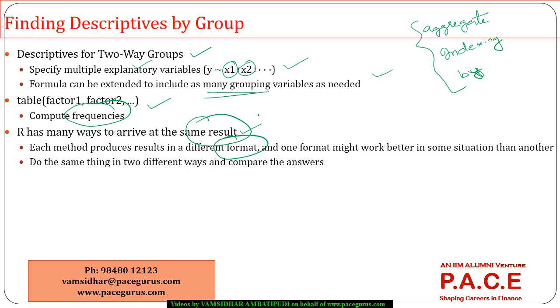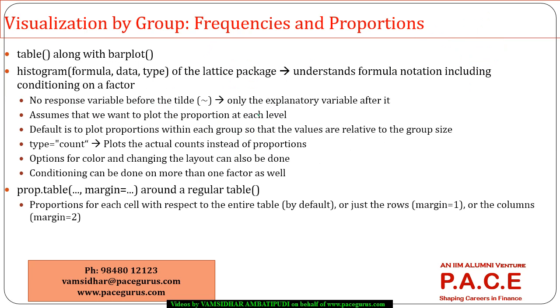This is where we have to be very judicious in seeing when to engage what kind of method. The other way I can look at this advantage is that, because there are multiple ways of doing the same thing, I can do it in two of them and use them for comparison purposes. I can validate my responses quite comfortably because I have done it using two different mechanisms. So that is about finding the descriptives by group.